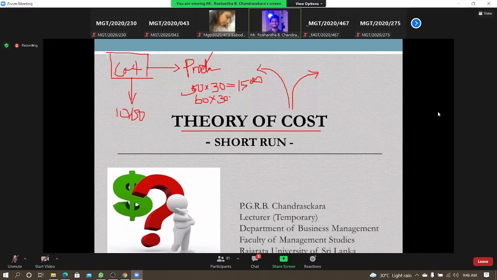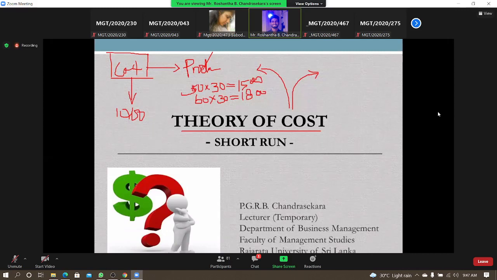So what is your new revenue? 1,800. So what happens to the revenue, Lamai? Increase. Meanwhile, profit also increases, right? This is one scenario you can take.